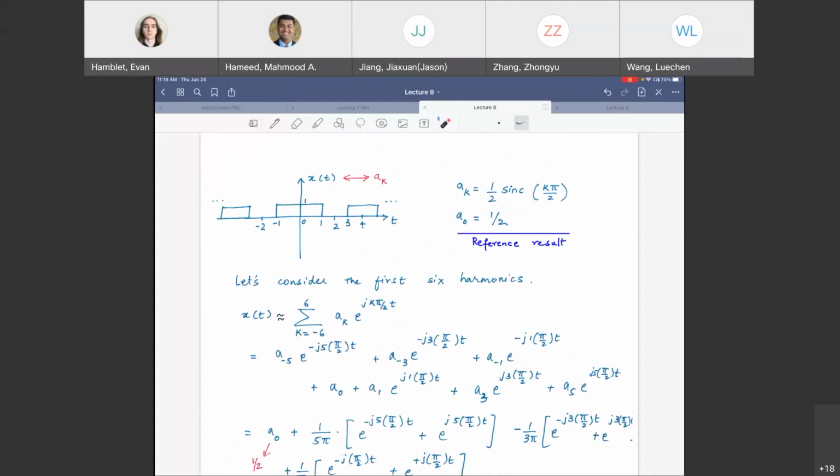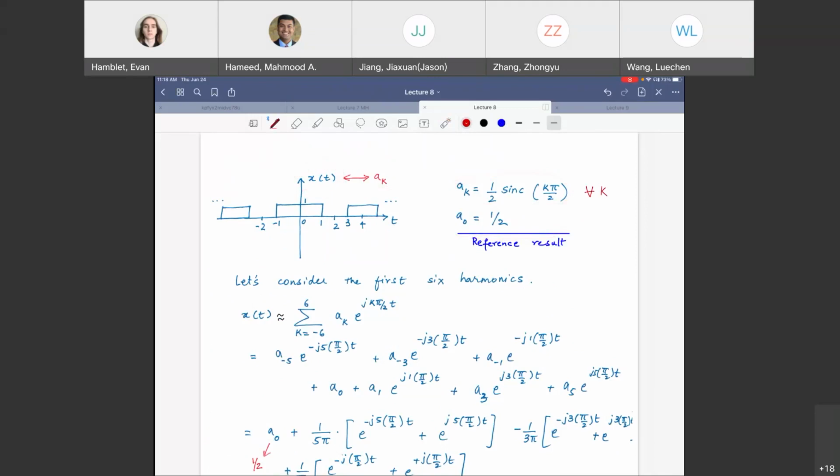So on the top here, we have the periodic signal x of t. We were trying to figure out the Fourier series coefficients, A sub k, over there. And we got this. This is our reference result. A sub 0 evaluated to be a half, and A sub k evaluated to be a half sinc of k pi over 2, and this is actually for all k.